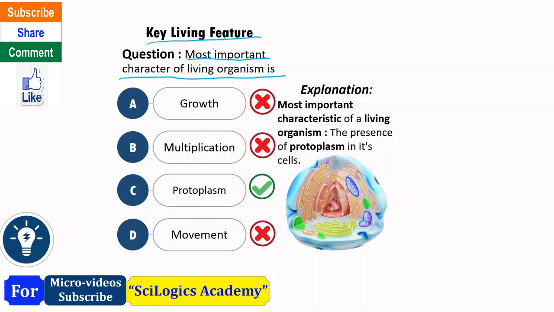So, the most important feature of living things: protoplasm is living matter. Without this, life does not exist. Without protoplasm, life cannot exist. So, the most important characteristic of a living organism is the presence of protoplasm in its cells. This is a cell, and inside it protoplasm is there. This is the most important feature of a living organism.